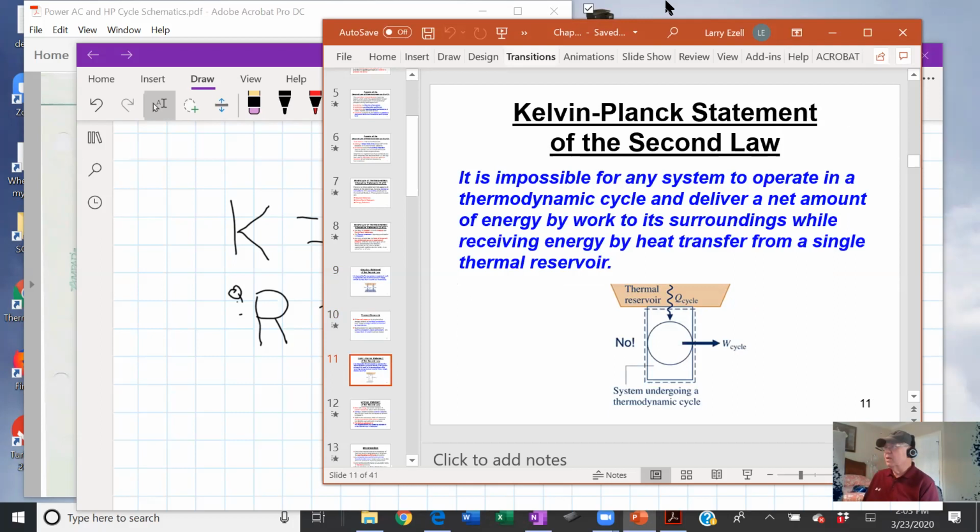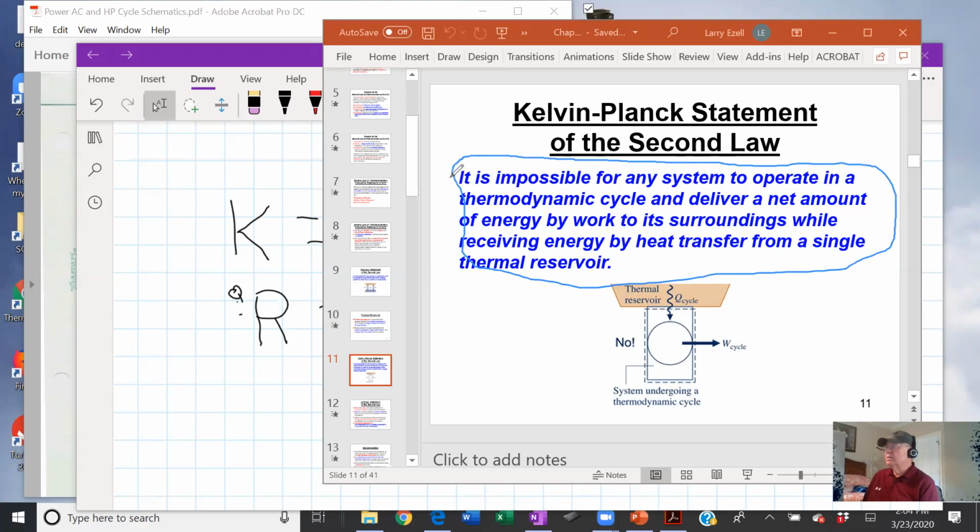Let's see if we can draw a little circle. I'm just trying to practice on you more than anything. Let's draw a little, not a very good one. It is impossible for any system to operate in a thermodynamic cycle and deliver a net amount of energy by work to its surroundings while receiving energy by heat transfer from a single reservoir.